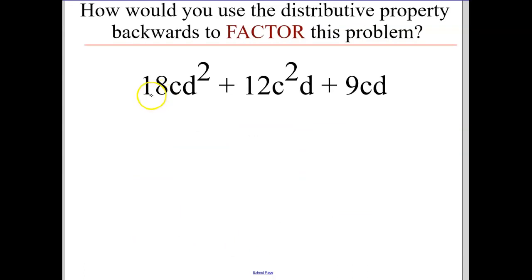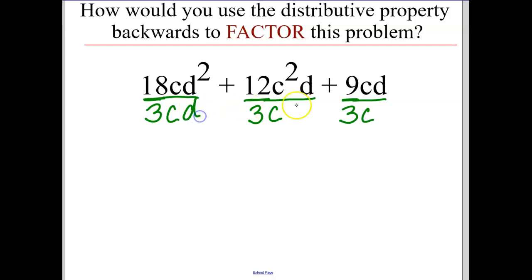Let's look at the next one. Now we can probably just think about it without writing it out. So 18, 12, and 9. The biggest number that goes into all of those would be a 3. And then I need to look at the c's. What's the largest amount of c's that I can take out of all of them? If I look at all these, they each have 1 c, so I can take a c out. And then the d's: this is d to the second, d, and d. The most that I can take out of every single one of them would be a d.